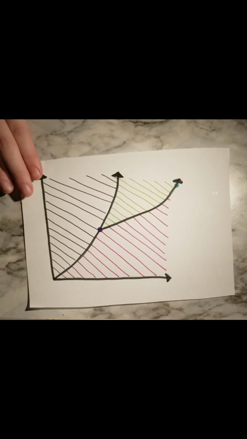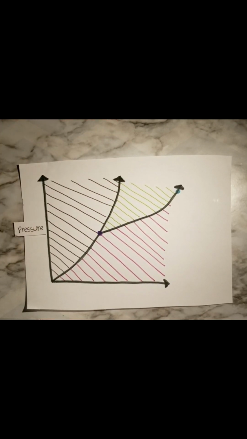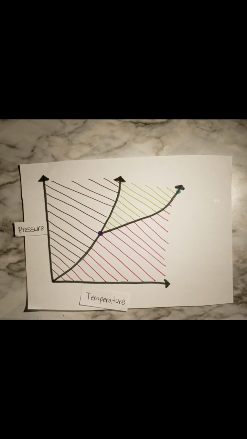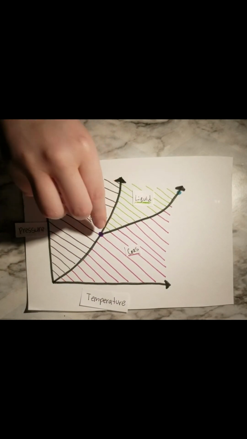Welcome to another day of thermochemistry. Today we're looking at this phase change diagram. Let's label it pressure and temperature. These are our two main variables. To get the different phases, we have liquid, gas, and solid.